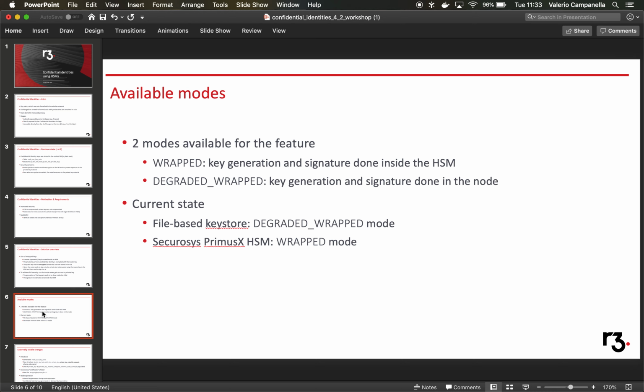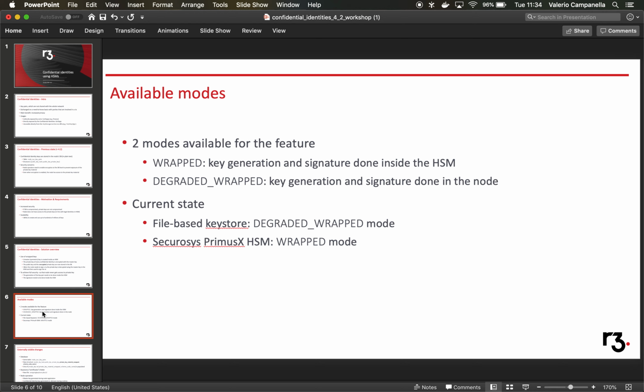In the degraded wrapped mode, key generation is done inside the node, and then the key is encrypted by the node and sent to the HSM. And then signature is done in the same way. The private key material is temporarily exposed in the node for the signature while being decrypted and then thrown away eventually.